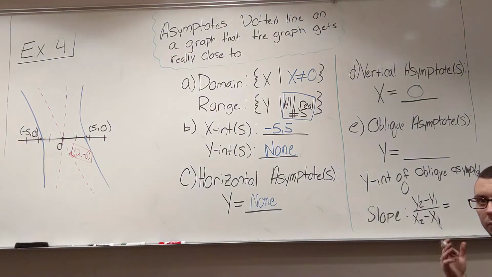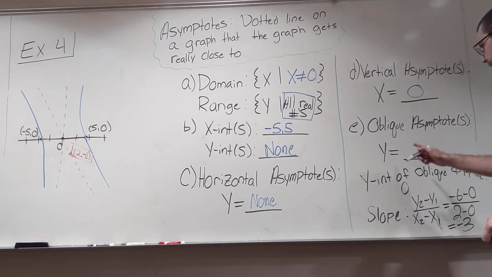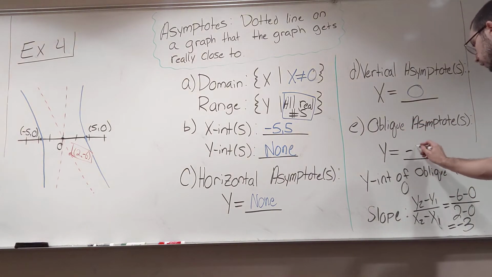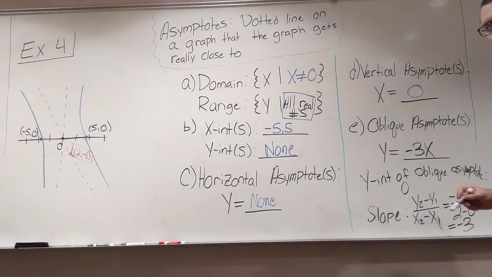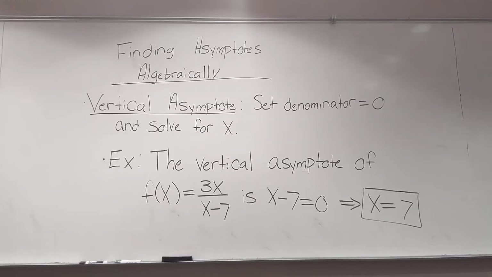And so if you pick either to be y2, y1, I will choose it in this orientation. Negative 6 minus 0 divided by 2 minus 0. And what we end up getting from this is negative 3. And so that tells us the slope, we get the y-intercept, and we can conclude that the oblique asymptote is negative 3x, just like that. And that would conclude this problem.